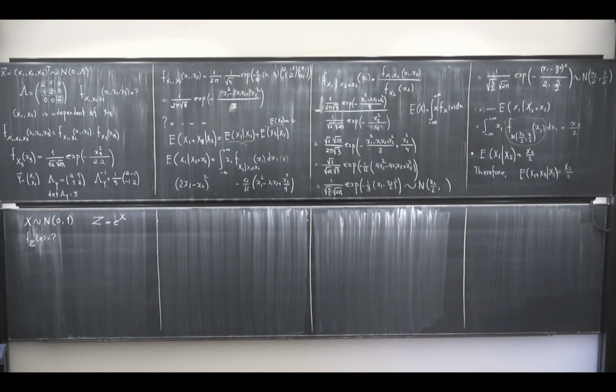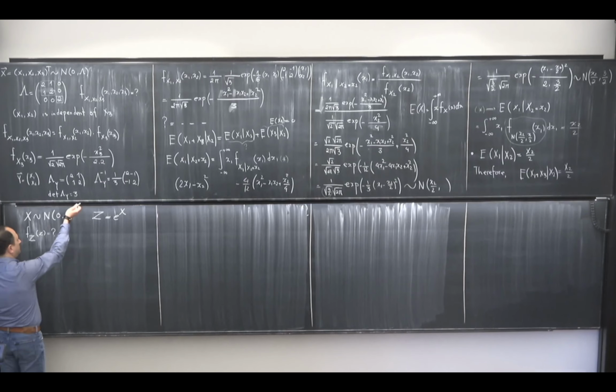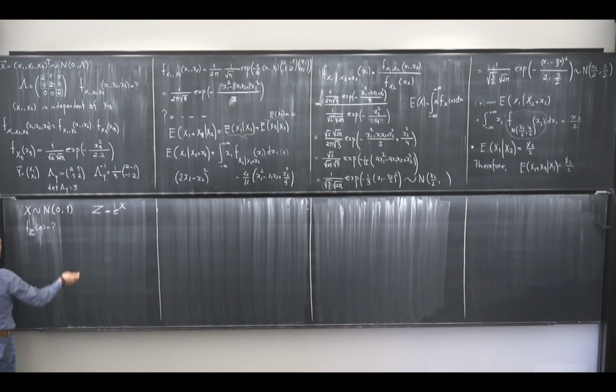There are two ways usually to calculate this problem. What are they? First, you start by calculating the capital F and then differentiate to find little f. This is a very standard way. There is another way, which is the transformation theorem. That's also valid. So that's up to you in which way you want to calculate. Let me start from the very beginning.